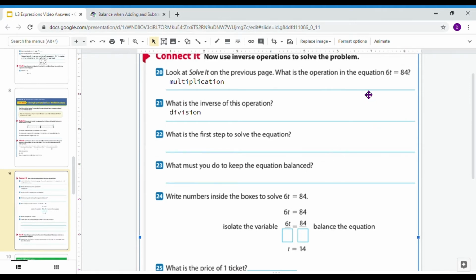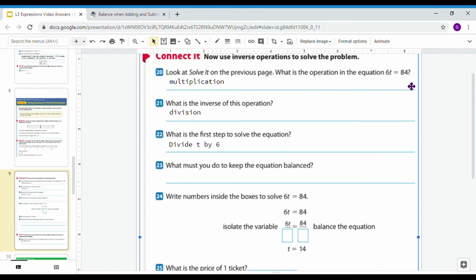So when we're looking at this problem, 6t equals 84, the first step for us in solving any equation is trying to isolate the variable, or trying to get the variable all by itself. So in this case, I've got 6 multiplying t, and to get that all by itself, I'm going to have to divide t by 6. And then in order to keep my equation balanced, which means whatever I do to one side, I've got to do to the other side.